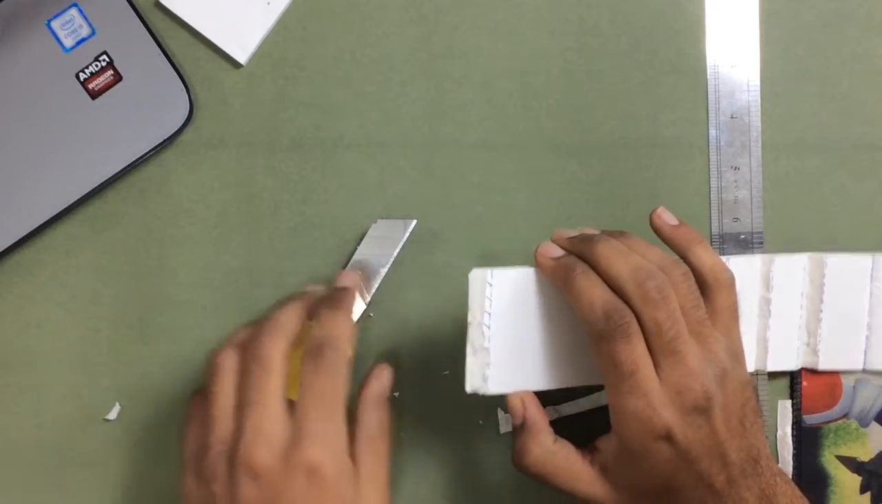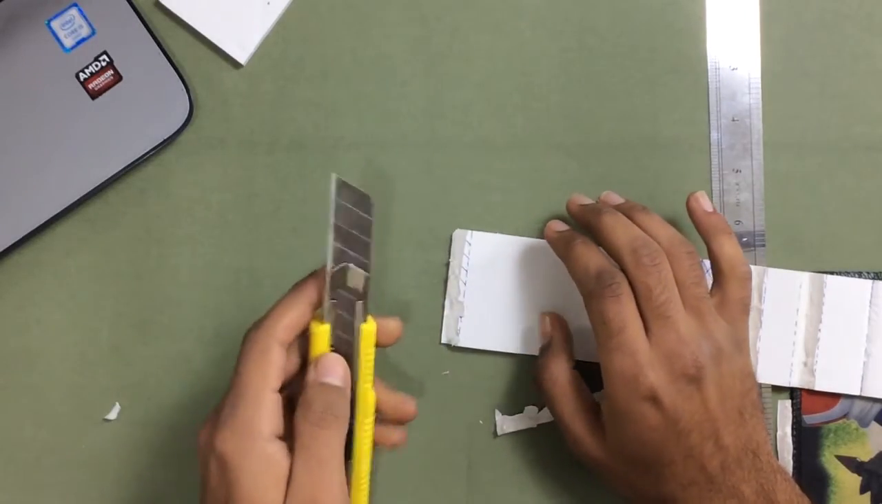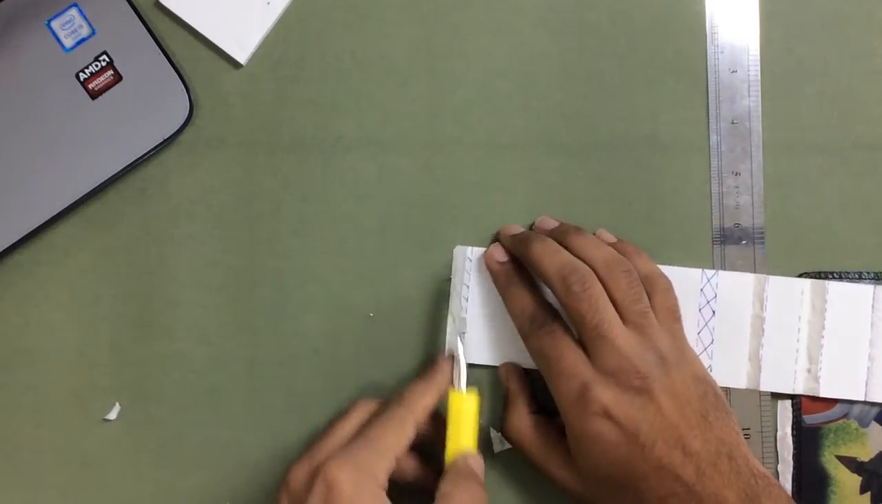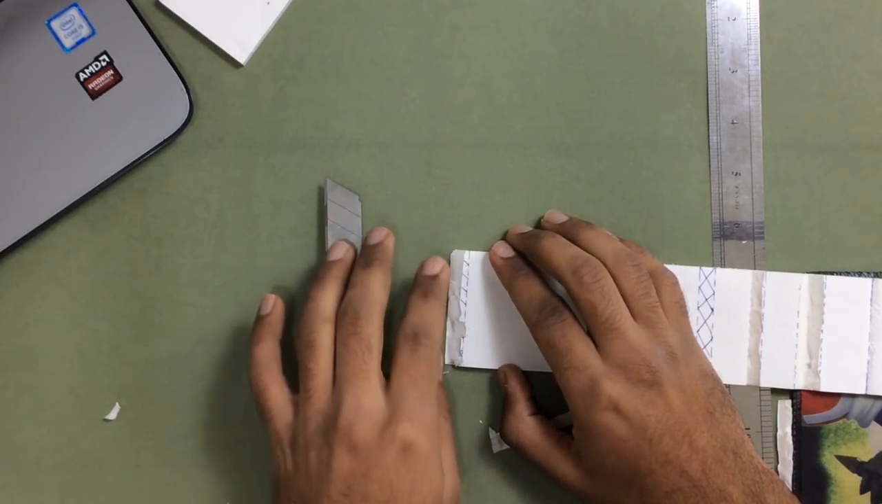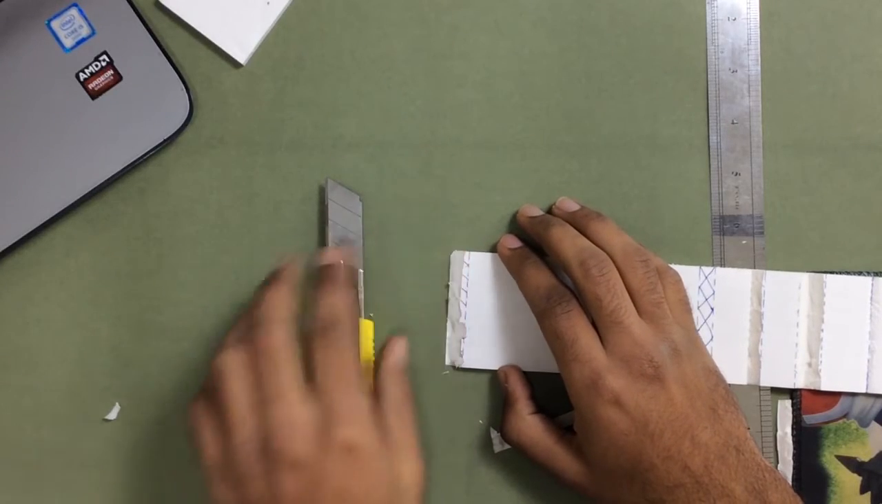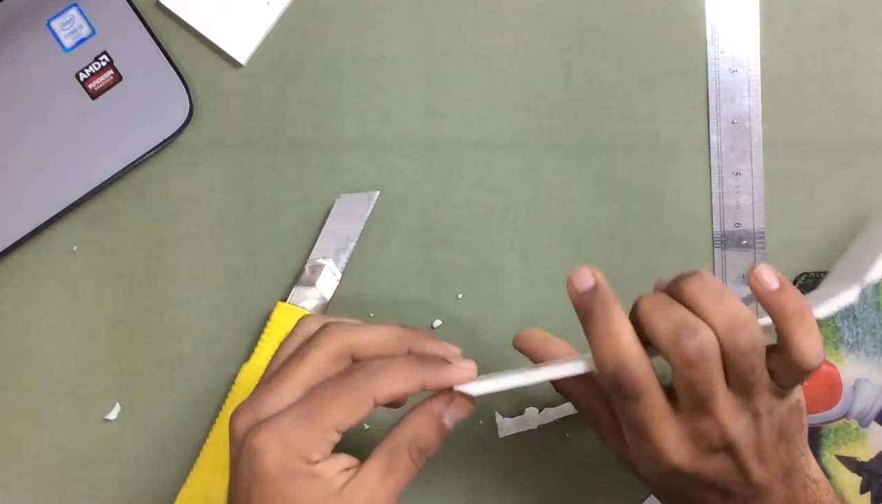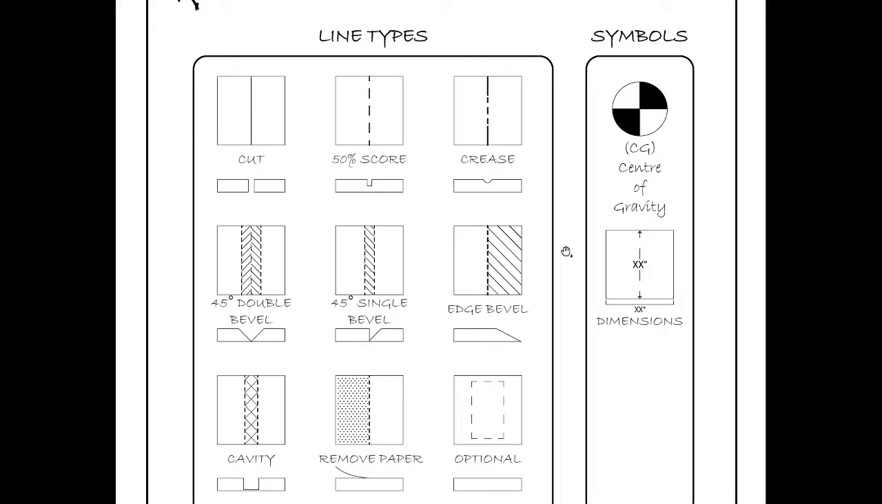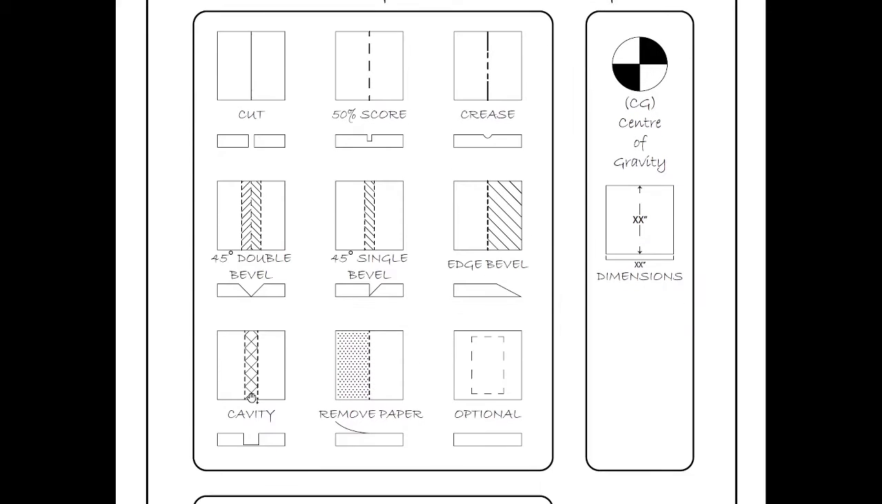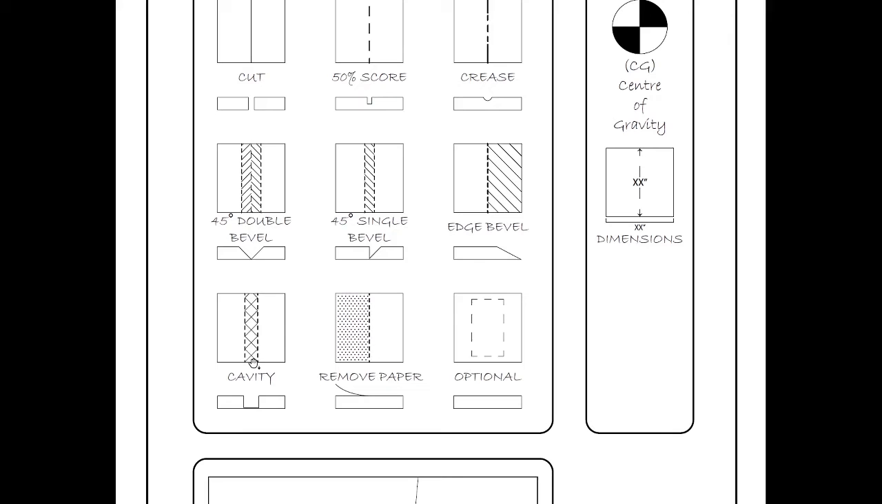That is also good, but I mostly use the sandpaper for this purpose. In some methods I just peel off the paper from some part of it and then sand the edge out and you'll have a nice beveled edge. Now the next one is the cavity. For cavity, you just have dotted lines on the side and then crosses in between those two lines.